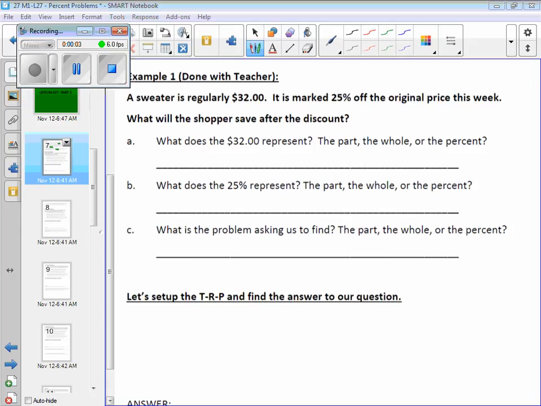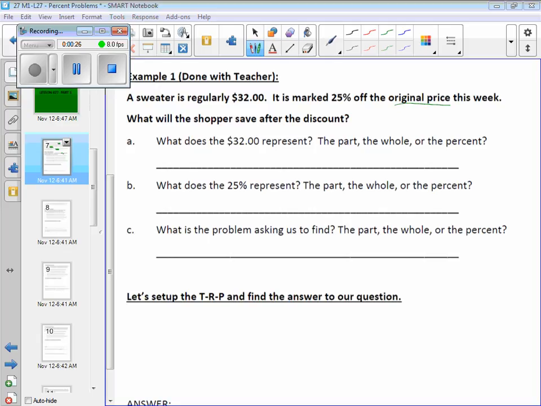First thing, before I read this out loud, read it quietly to yourself so you can get a feel for what the question's asking. Okay, a sweater is regularly $32. It's marked 25% off the original price. Underline original price. What will the shopper save after the discount?